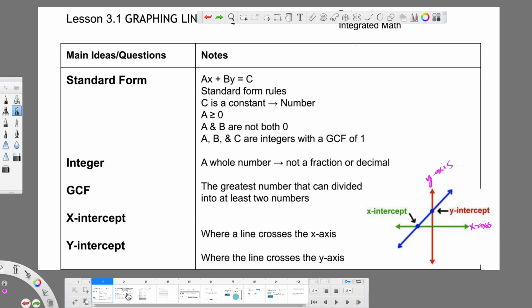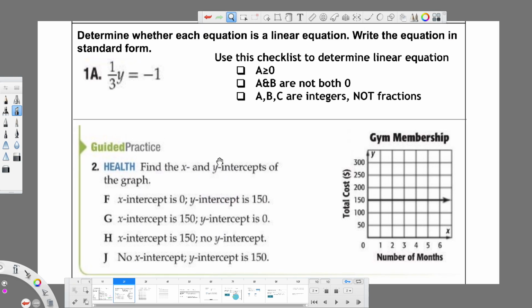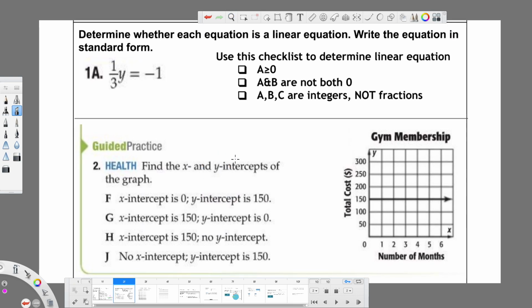If I click forward here, the first thing we're going to do is determine whether each equation is a linear equation and write the equation in standard form. It says each equation because in the book there's actually more than one example. In this case, we only see one. I gave you a little checklist to follow on the side. Let's write it in standard form. Remember, standard form is ax plus by equals c.